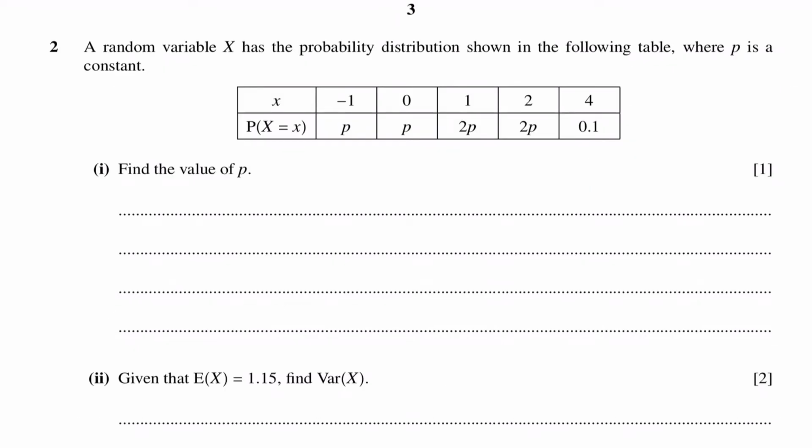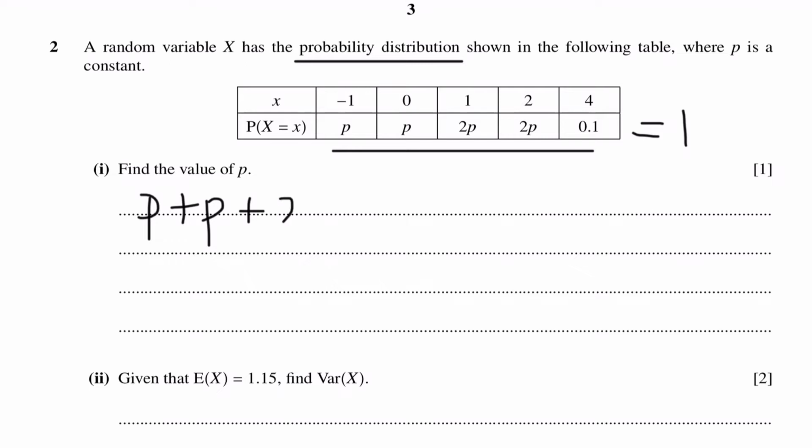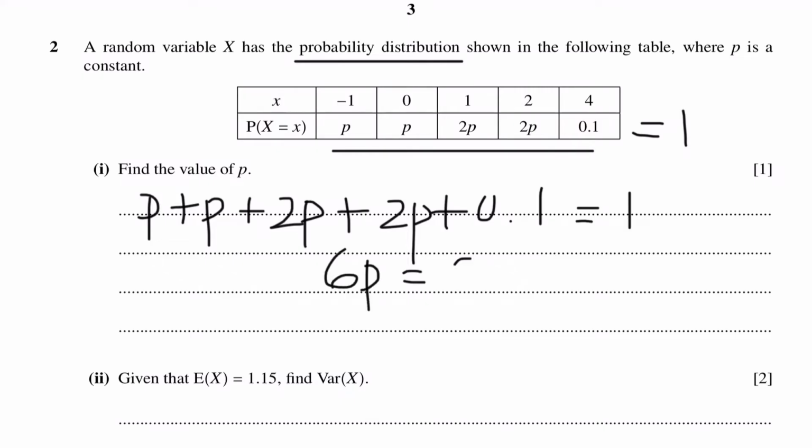For question 2, we have a probability distribution table where P is a constant. Find the value of P. So you have to realize that when you add all these together, you will get 1 as the total. So P plus 2P plus 0.1 is 1. So you will have 6P is equal to 0.9 and P is equal to 0.15.